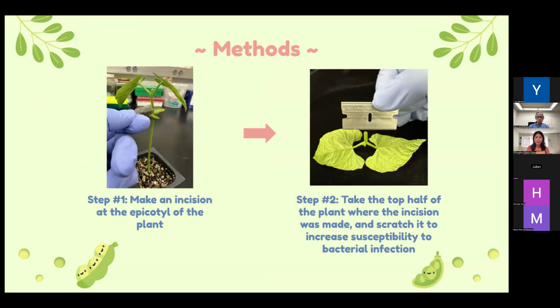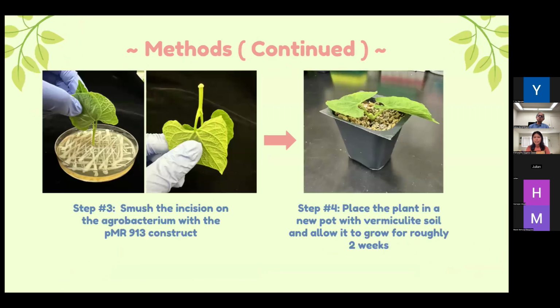So beginning with the methods section of the study, I first created an incision at the epicotyl of the plant using a razor blade. Then I took the top half of the plant where the incision was made and scored it in order to increase the surface area and the susceptibility of the plant to the bacterial infection.